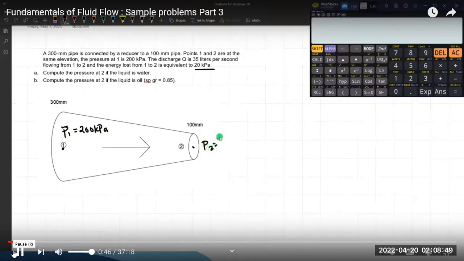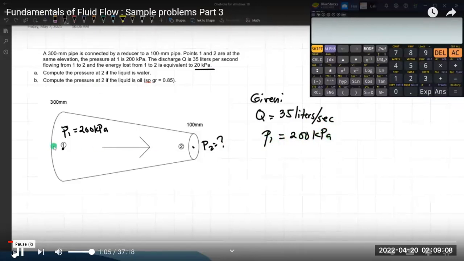Pressure 2 is unknown. We have the discharge. So let's write the given. Discharge Q is 35 liters per second. Pressure 1 is 200 kilopascal. And they are at the same elevation. The diameter at point 1 is 300 mm and will reduce to a 100 mm diameter at point 2.